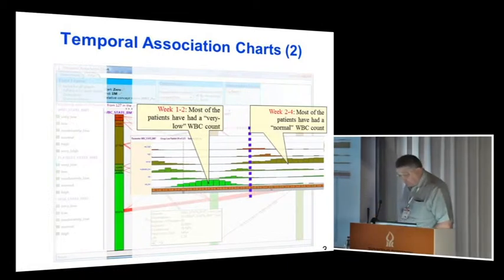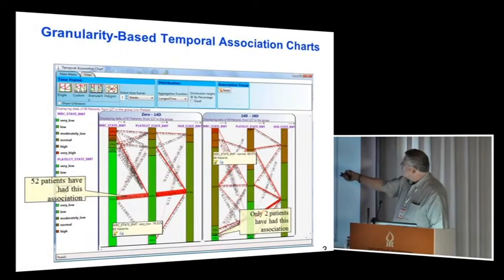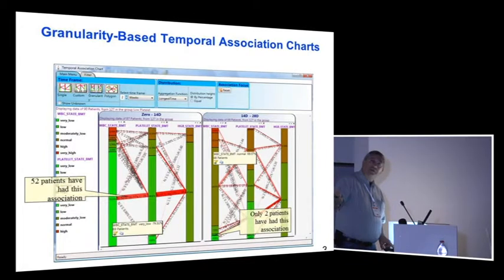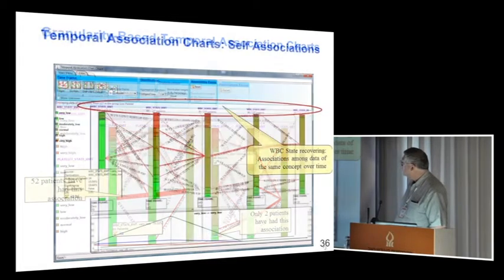We actually need to go down to a granularity of 2 weeks. And in fact, our tool has the capability of creating any granularity on the fly. So here we created a granularity of 14 days, and you can see that there is a very different picture of the association charts in the first 2 weeks after the operation and the third and fourth week. So this is really the true picture.